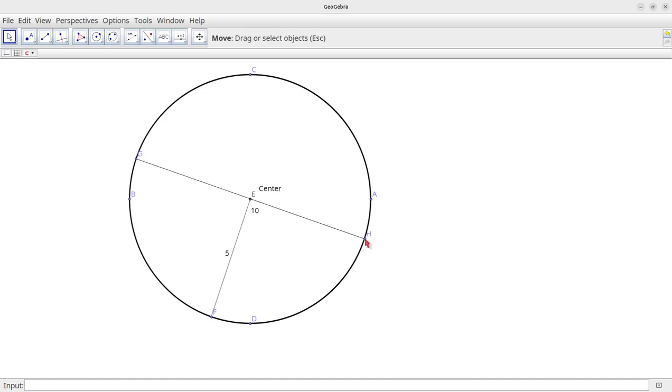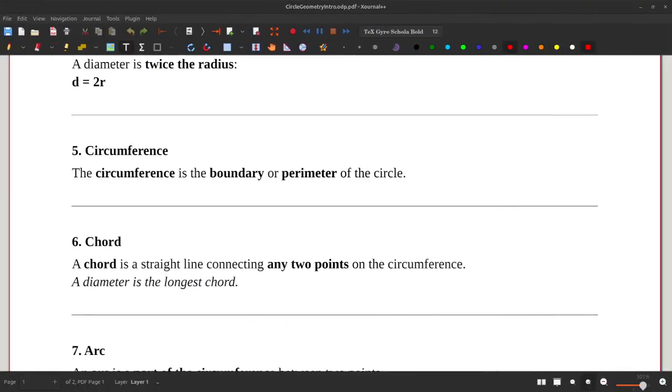Now let's try to move this. It's going down, and then this one is now called a chord. The diameter is the longest chord in the circle, because check this: once it passes through the center, it's 10 units. Anywhere else it's below 10. It's just a chord. Its definition is a line connecting any 2 points on the circumference.